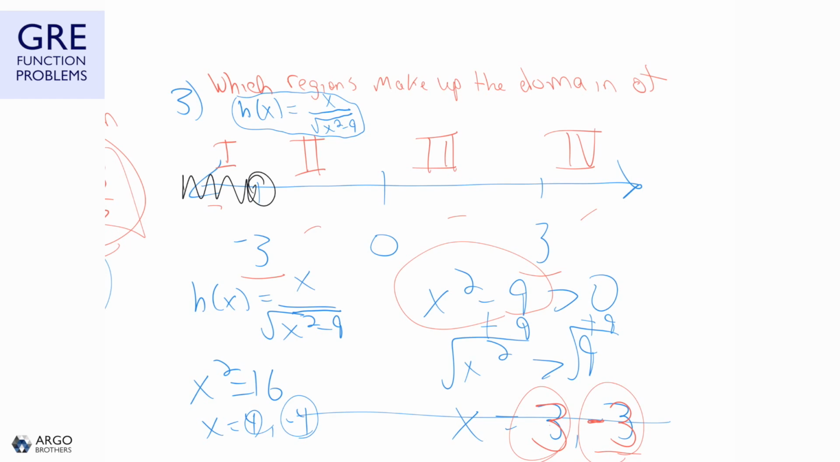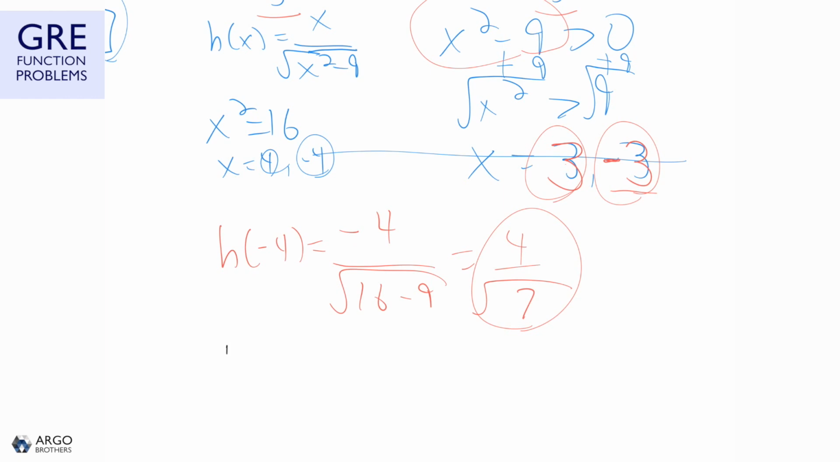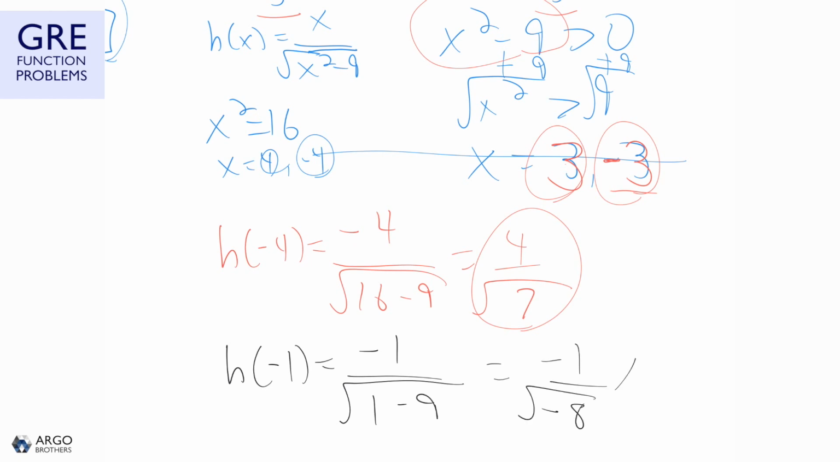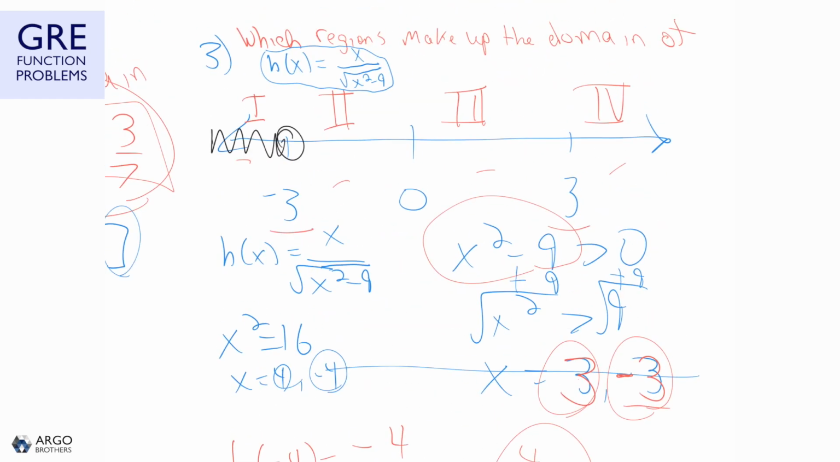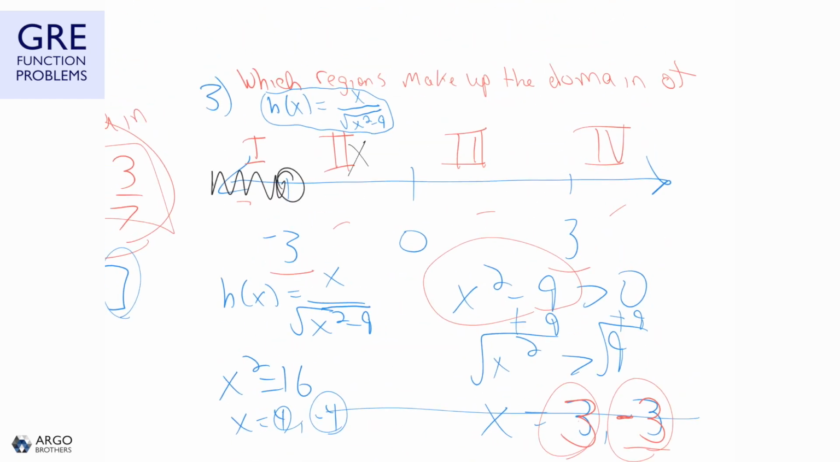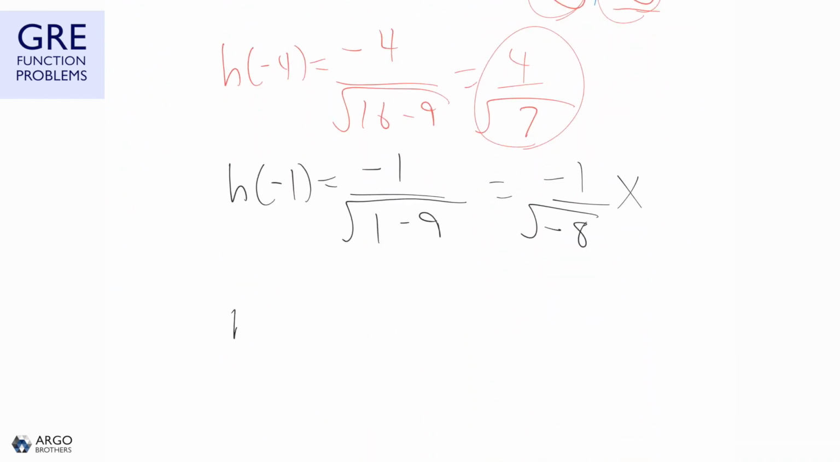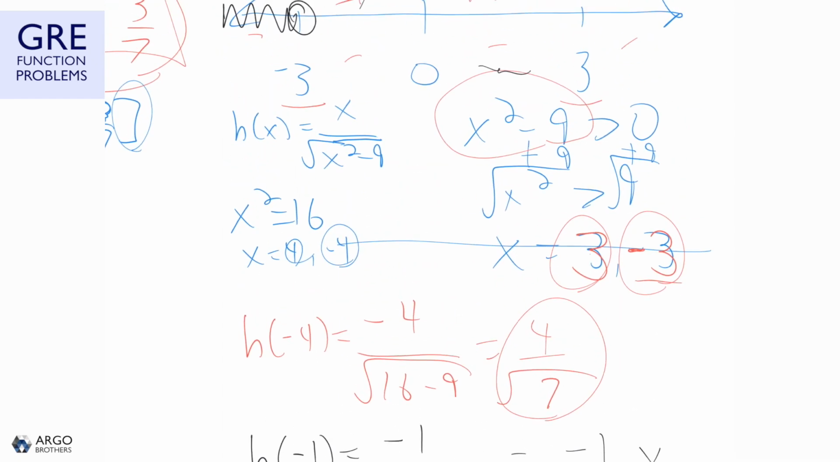And now we can try region 2. We can try negative 1, for example. So let's try negative 1 since it's in that region. That would be negative 1 over the square root of 1 minus 9, and that is negative 1 over negative 8. So that does not work. So region 2 does not work. Let's try region 3. We can try the number 1. So let's do h of 1. And we would get positive 1 over 1 minus 9, which is the same thing, so that does not work. And so we know that region 3 is invalid.